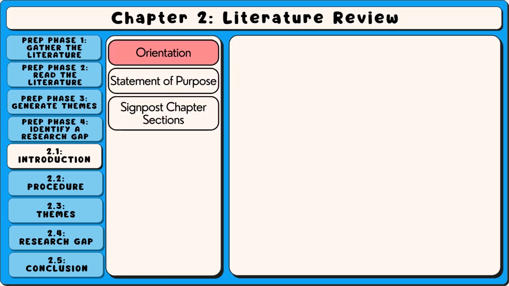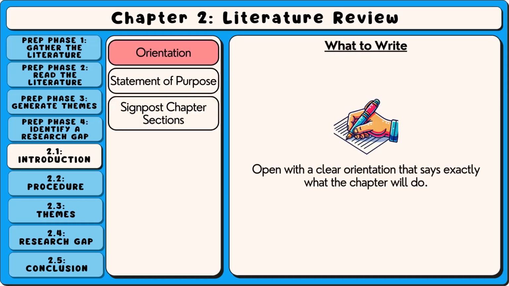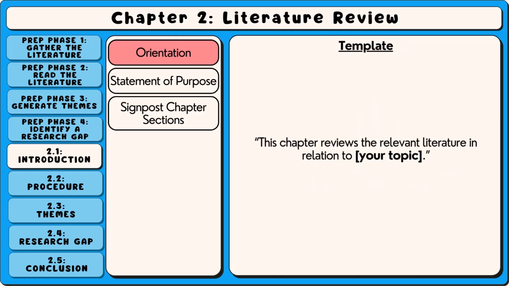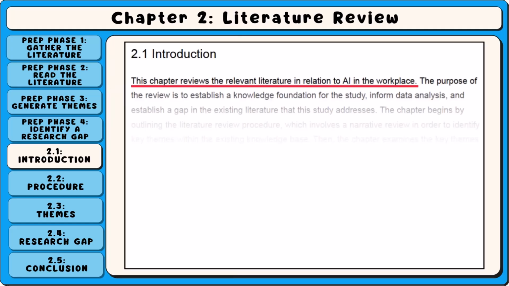Firstly, you will orient the reader to the chapter. Secondly, you will provide a statement of the purpose of your literature review. And thirdly, you will signpost the chapter sections, starting with a clear orientation that says exactly what the chapter will do. This can be nice and straightforward, such as in this template, which reads, "This chapter reviews the relevant literature in relation to," and then insert your topic. In our sample piece, it reads, "This chapter reviews the relevant literature in relation to AI in the workplace."